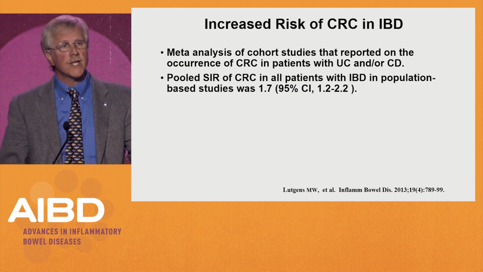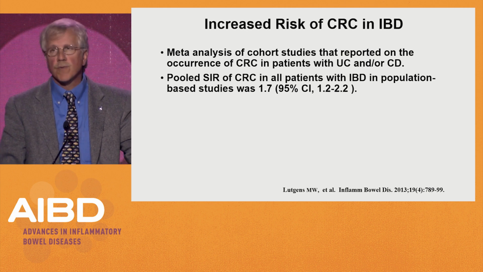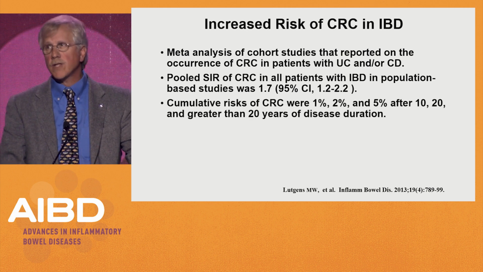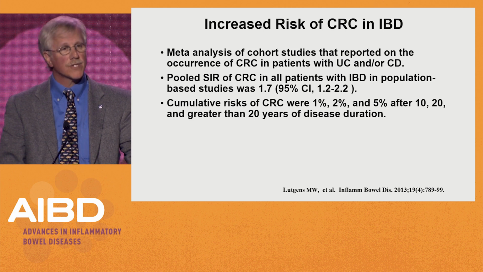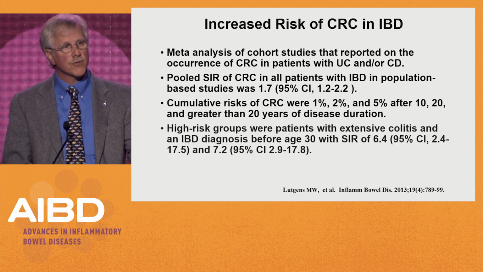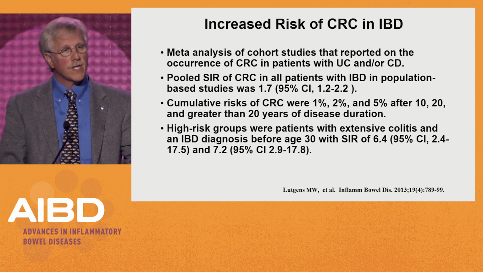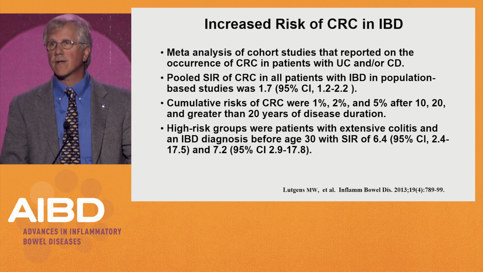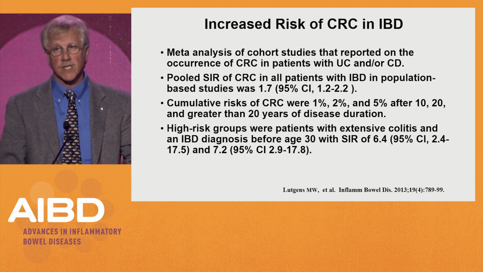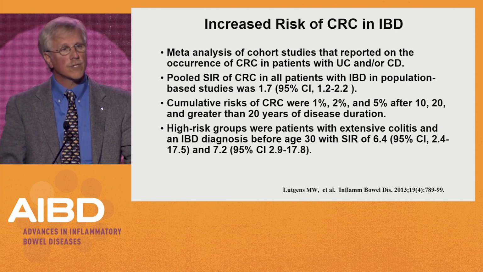If you look at the pooled standardized incidence ratio of CRC in all patients, these are all comers, it was 1.7 with the confidence intervals you see. And if you just calculate the risk of developing colorectal cancer in a very large cohort, it was 1, 2, and 5% after 10, 20, and greater than 20 years duration. But there were clearly high-risk groups in this cohort. If you have extensive colitis, your standardized incidence ratio was 6.4, and if you were diagnosed prior to the age of 30, it was 7.2. So a person with pancolitis that you're seeing at 45 who was diagnosed at 25 is going to have a different risk than someone who has left-sided disease who was diagnosed at 45.